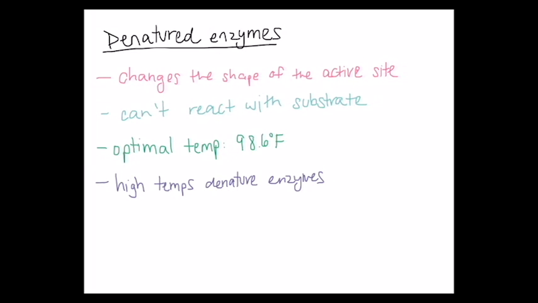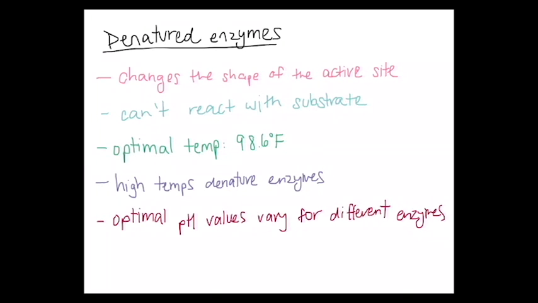Enzymes have various optimal pH values based on their structure and where they are located in the body. Changes in pH for any enzyme, however, can change its shape.